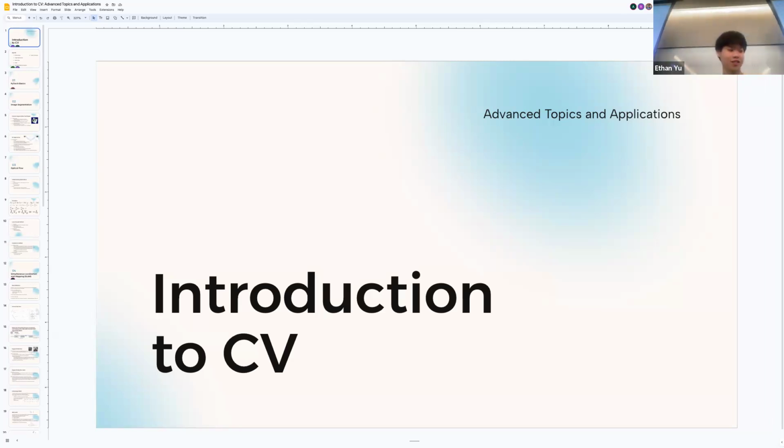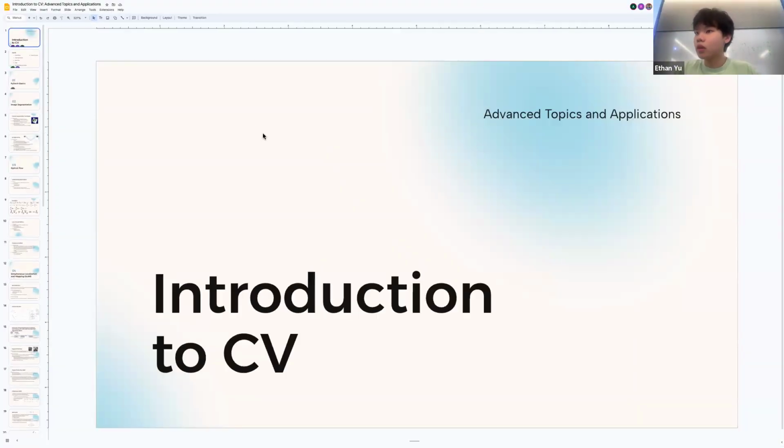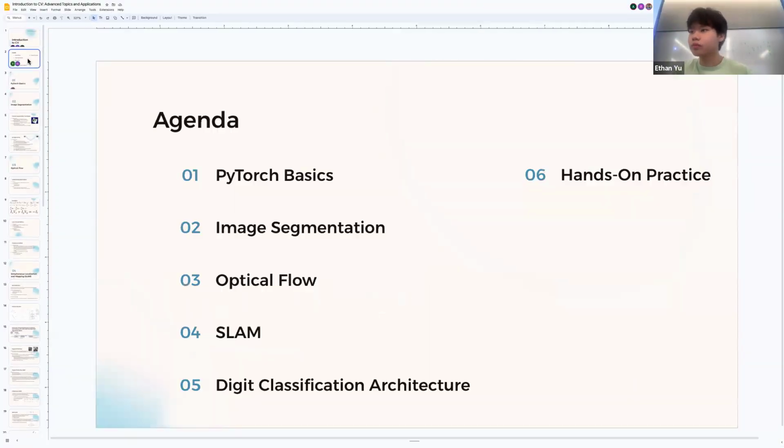Okay, on to stuff to cover today. Oh shoot. Okay, I'm just gonna do this. All right, so we're gonna cover 5 things, or 4 things. I didn't have time to do the first slides, PyTorch basics, so we're gonna do that next week. But everything else. Onto image segmentation.